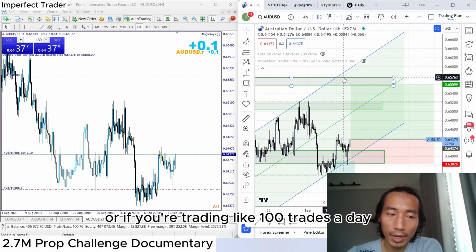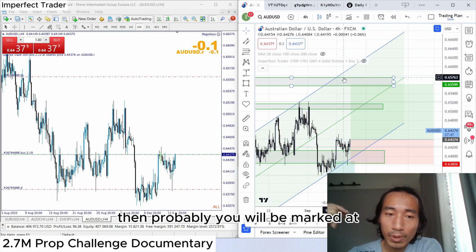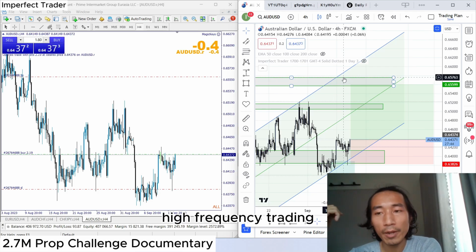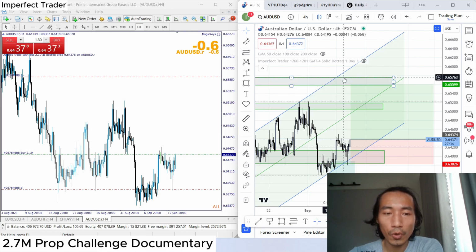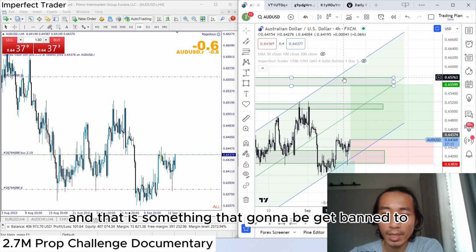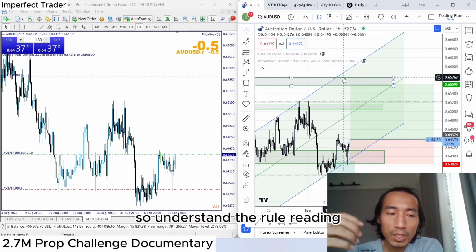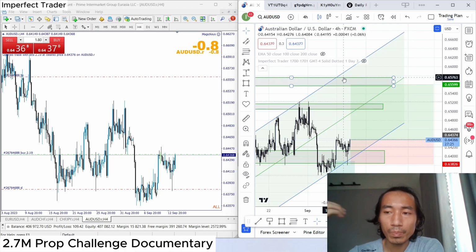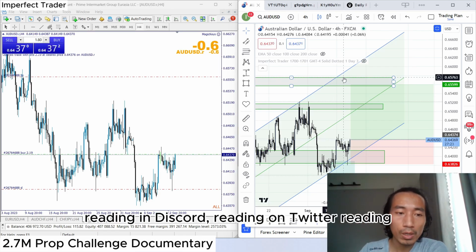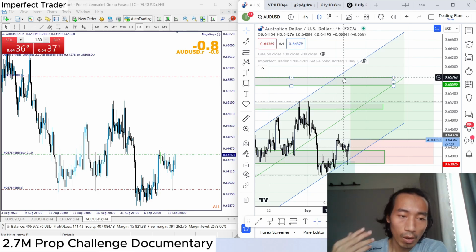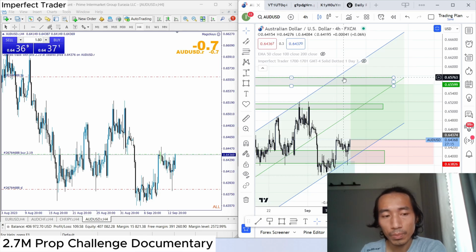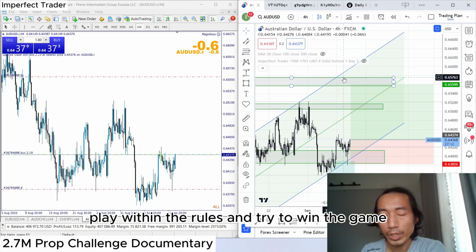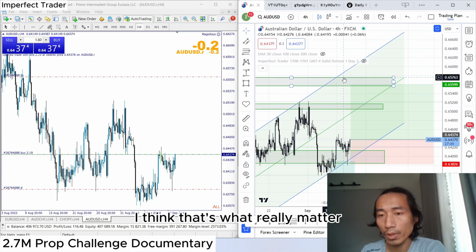Or if you are trading like 100 trades a day, then probably you will be marked as high frequency trading. And if you're hedging between your own accounts, or hedging between firms, that is something that can get you banned too. So understand the rules, read the website, read in Discord, read on Twitter, read all the way, and try to really go with the flow, know the rules, play within the rules, and try to win the game. I think that's what really matters.